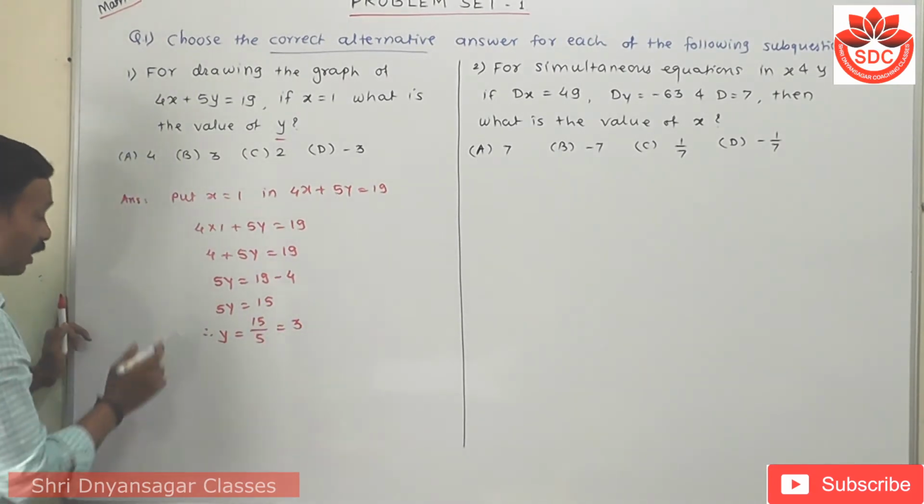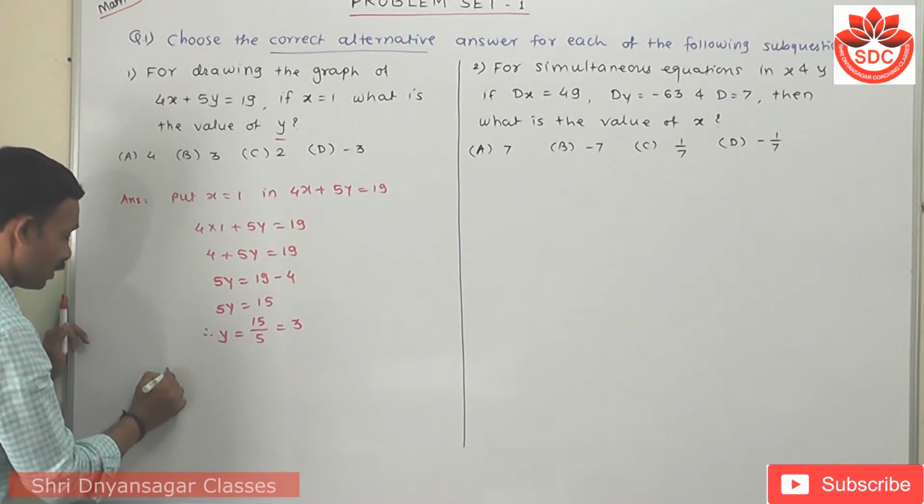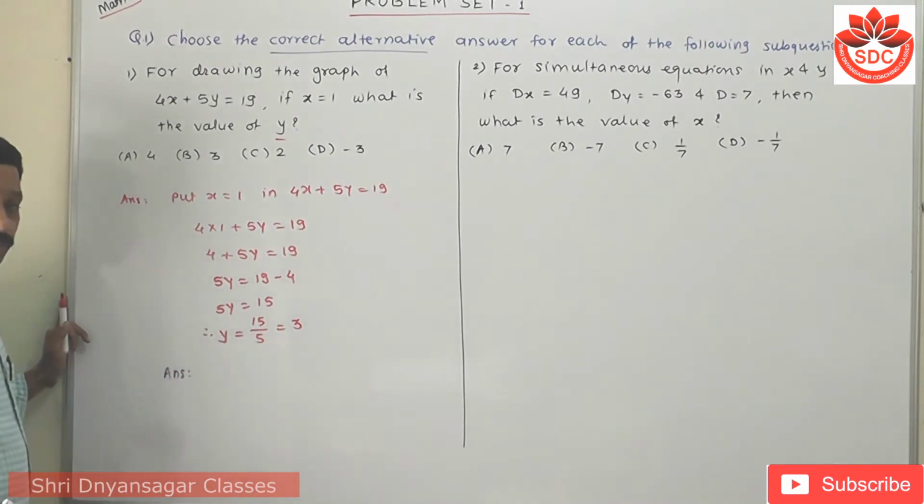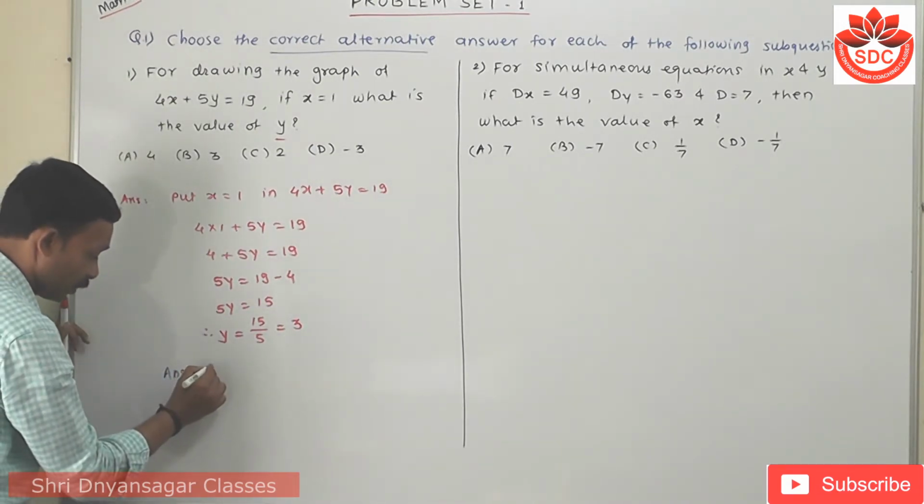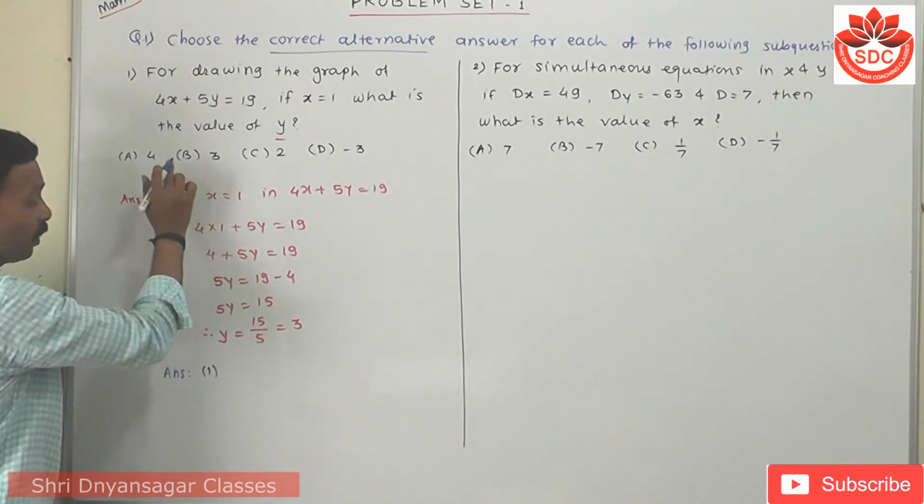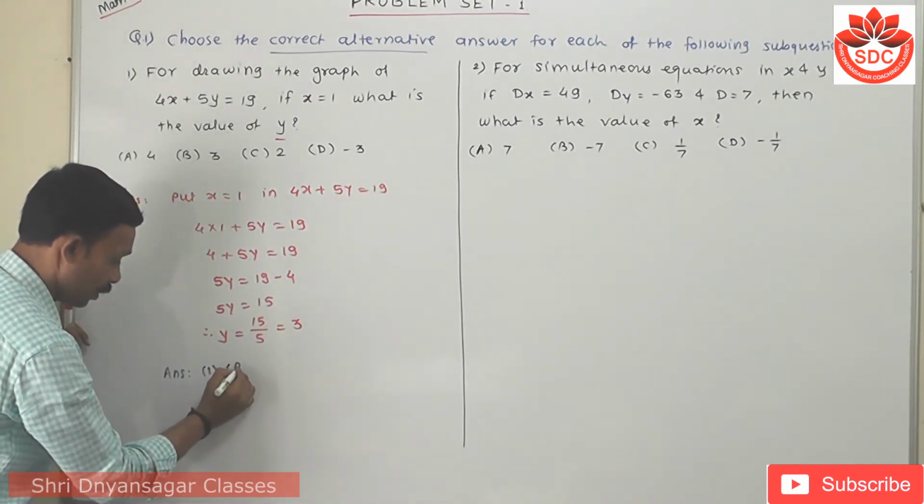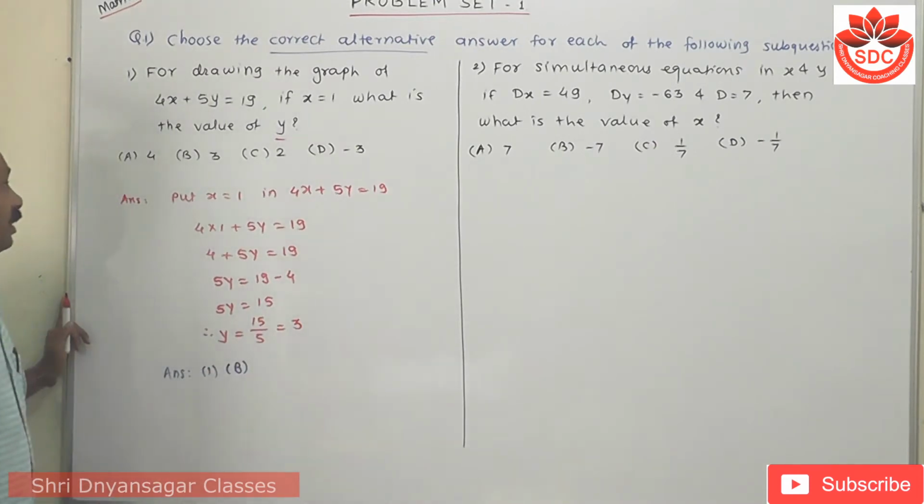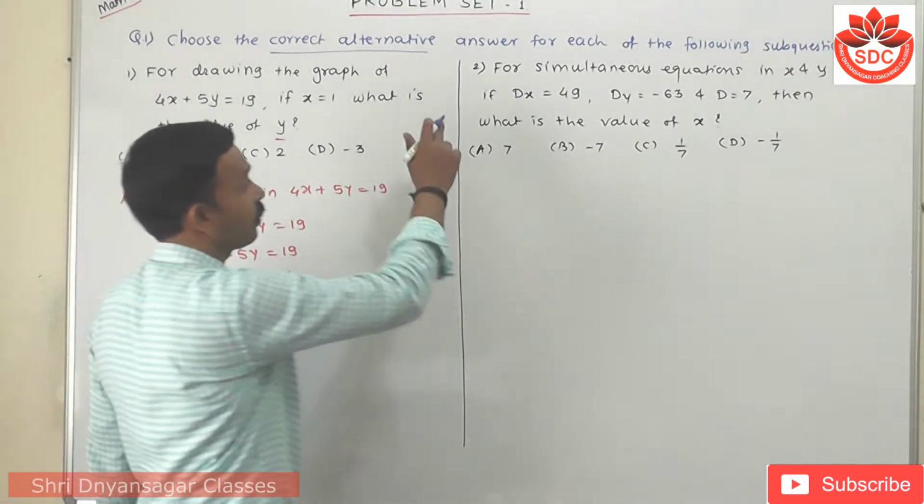So our correct alternative, you have to write the answer such way that answer of the first question is 3. 3 is the value for corresponding b. So b is equals to how much? 3. So you have to write only answer b. The value is b. This is the correct alternative. Now then we see the next question.